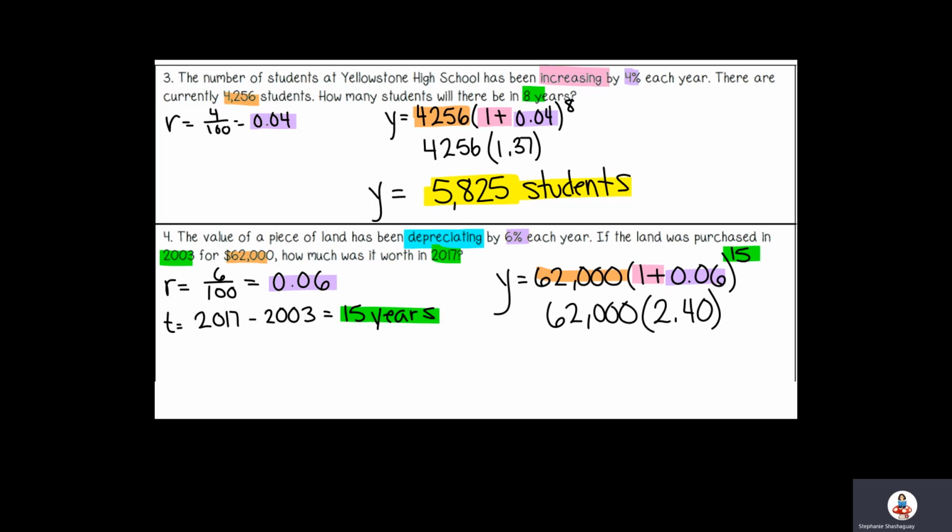Oh, I made a mistake. That's all right. I can fix it. So that's going to be 14 and 1, and I'm subtracting because I'm depreciating. So I made 2 mistakes. Trying to go too fast here. Sorry, guys. 1 minus 0.06. That makes more sense. And that's equal to 14 years, not 15.